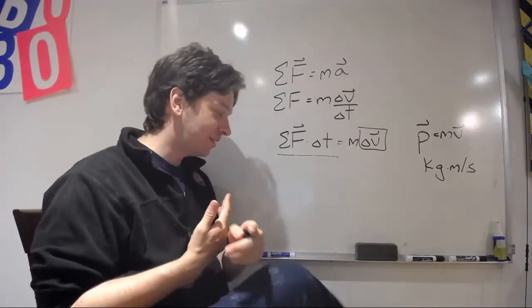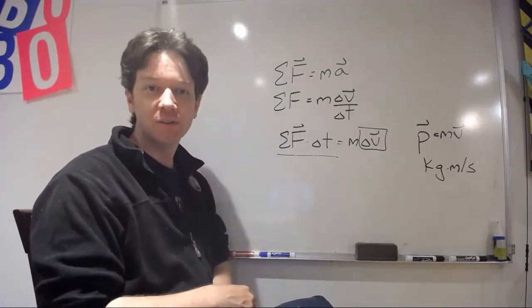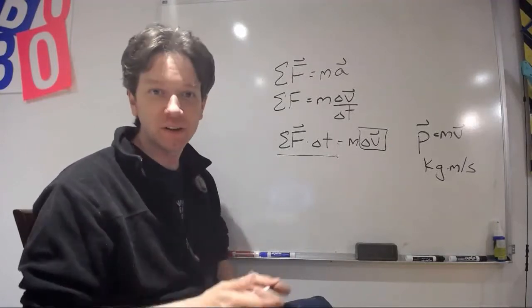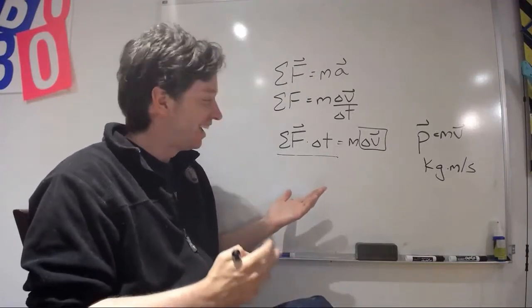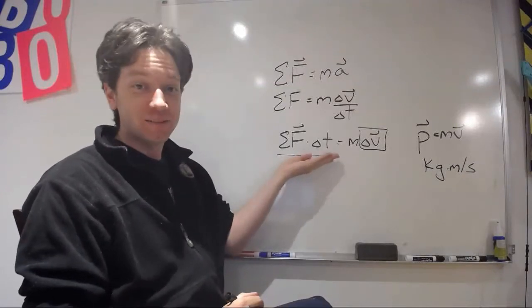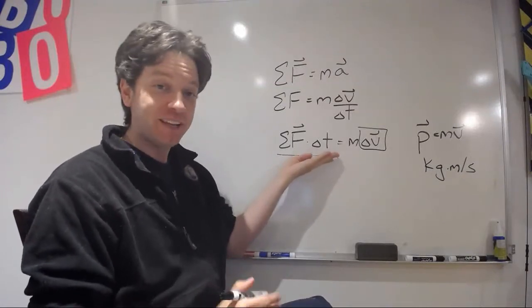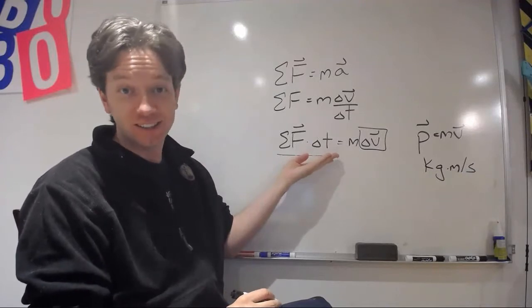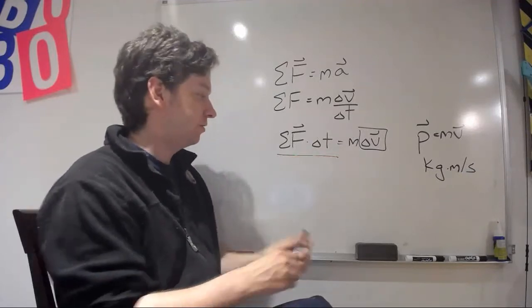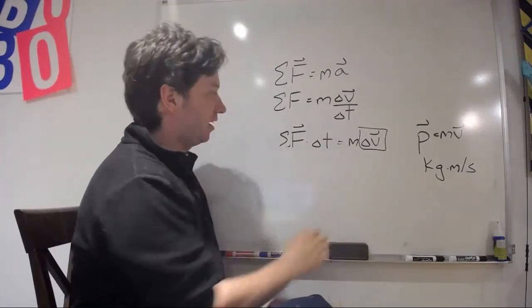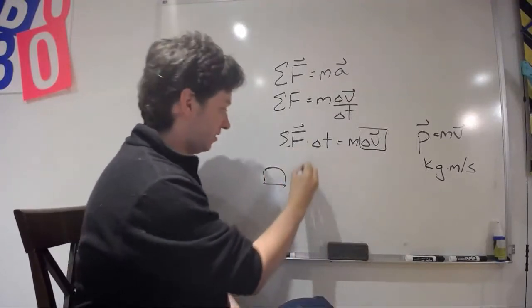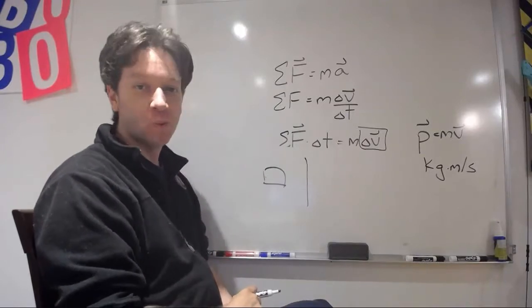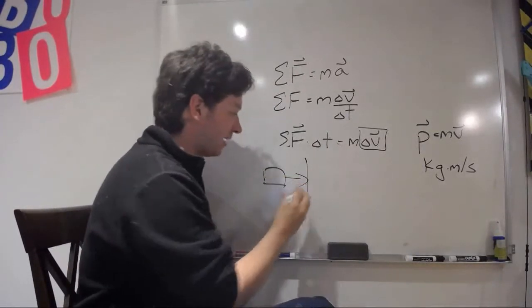Another thing that's important is getting into a car accident. Getting into a car accident is not important. Don't do that. But this equation is important to help keep occupants of a car safe. How? Well, let's say you're in a car. There's my car. And here's an impenetrable wall. And you go and you smack into the wall.